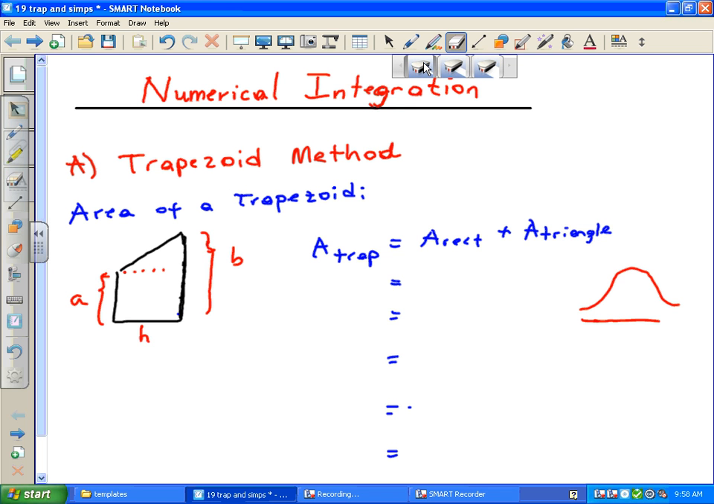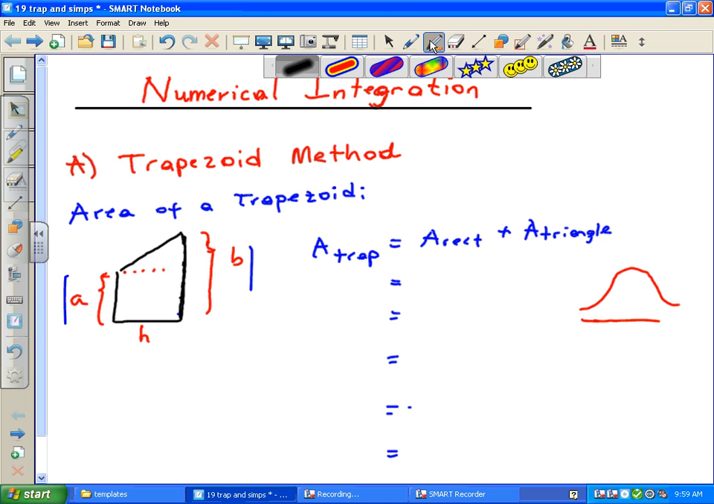To understand it, first we need to remember what the area of a trapezoid is in the first place. Let's say that we have this trapezoid right here. The width is H units. Let's say it has two heights. Let's say this side is A units and this side is B units. Then the question is, how do you find the area of this trapezoid?